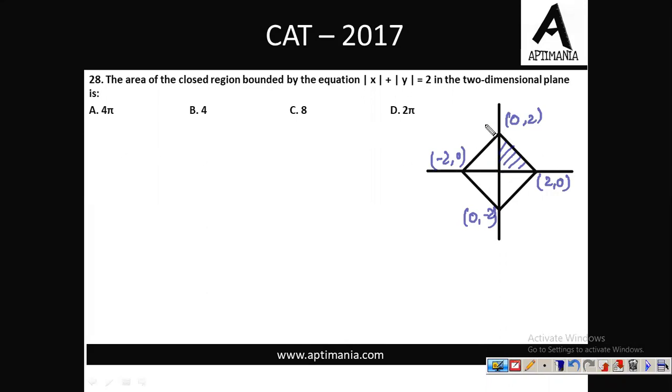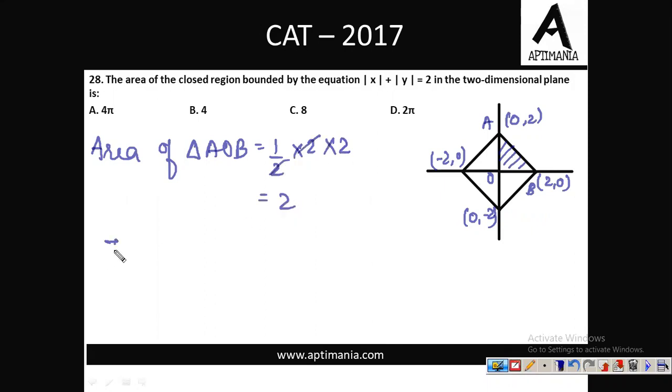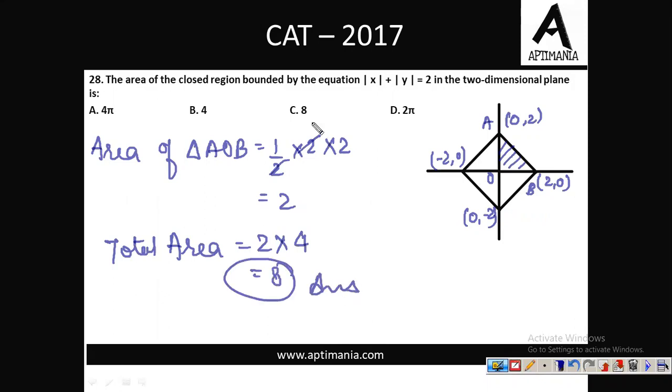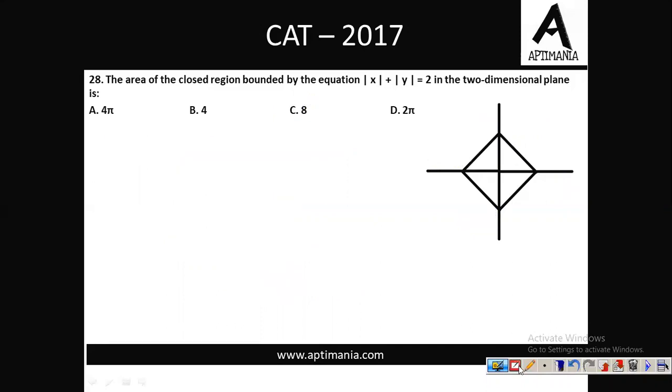So calculating the area, let me label it, this is A, this is B, and this is O. So area of triangle AOB will be equal to half into 2, which is the base, into height, which is 2, which will be equal to 2, right? So total area will be equal to the area of the triangle into 4, which will result in 8. So the correct answer for question number 28 is option C, that is 8. Let's go ahead to the next question.